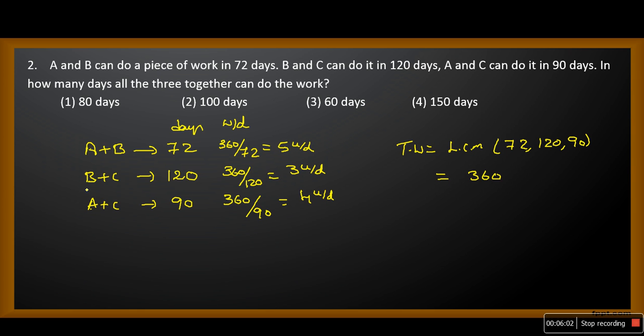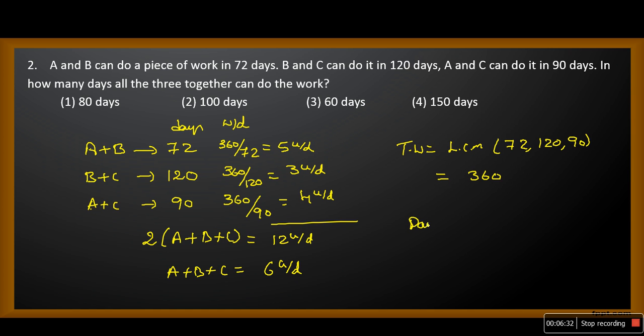Now A is there 2 times, it means 2 times efficiency of A, 2 times efficiency of B and 2 times efficiency of C. With 2 times efficiency of A, B and C, they're doing 12 units per day. With 1 efficiency of A, B and C, they will do 6 units per day. Now, how much time do they take to complete the work if all 3 work together? So days required equals total work by work done per day. So 360 by 6 units per day, that equals 60 days. The answer is option 3.